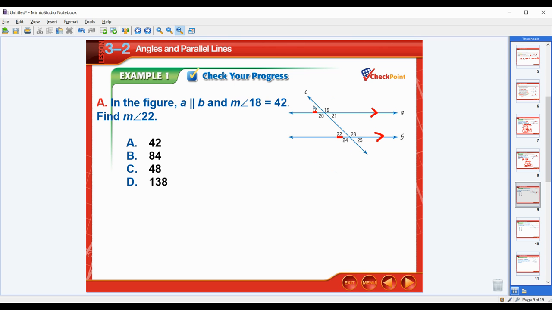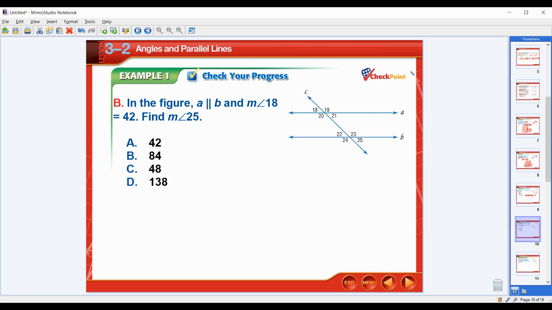Okay, so what I want to do is think about what type of angles we have here. 22 is on the inside, and 18 is on the outside. They are, in fact, on the same side of the transversal, which means they are going to be corresponding angles. Oh my goodness, this is rough. I apologize. Okay, so since these are corresponding here, we know that means they are congruent. So if angle 18 is 42, that means angle 22 must also be 42.